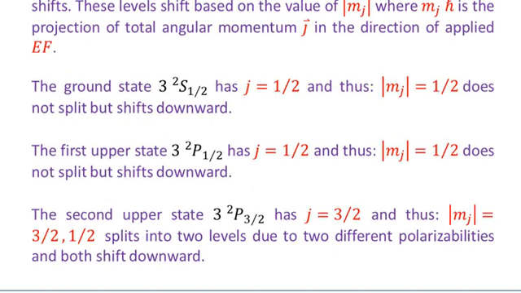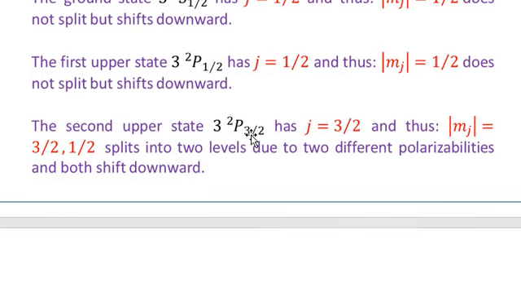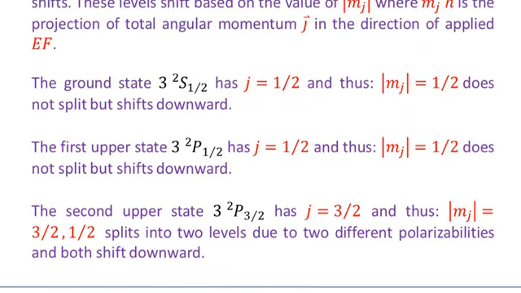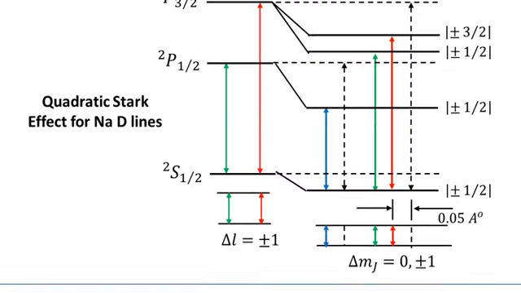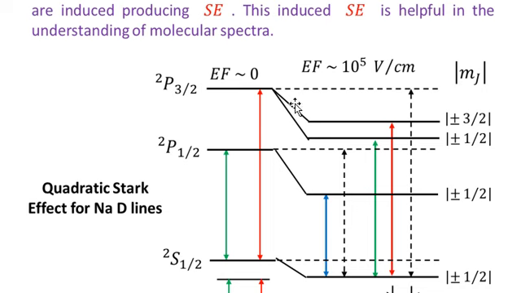Then the second excited state, the 2p3/2, has j value equal to 3/2, and thus mj mod values will be equal to 3/2 and 1/2. So this 2p3/2 level will split into two levels due to two different polarizabilities, and both shift downward also. Here, for the second excited state, the p3/2 state, you can see that this state is split into two levels. The second thing you will notice is that these levels are also shifted in energy downward.